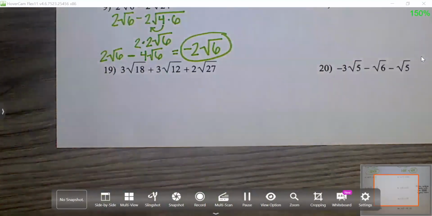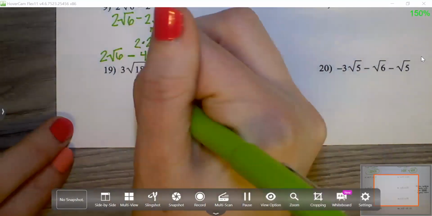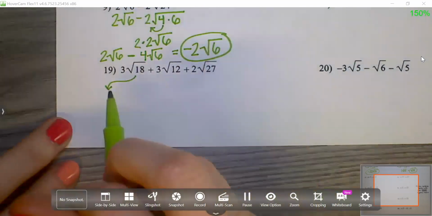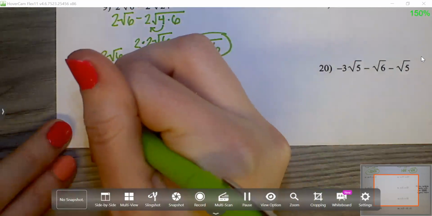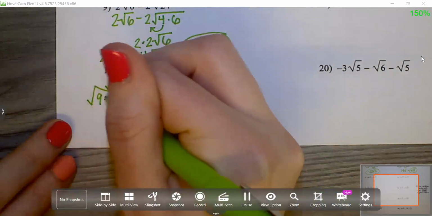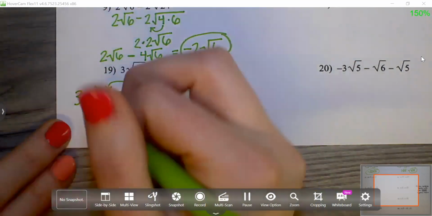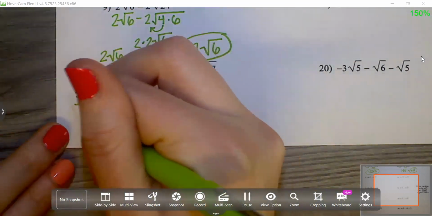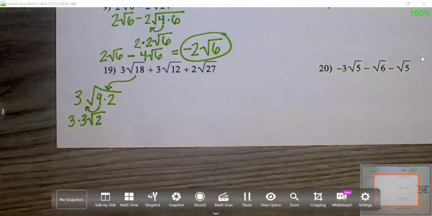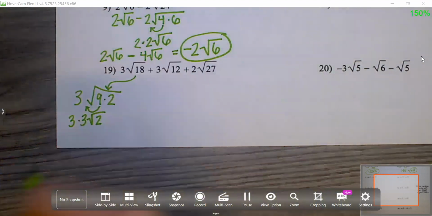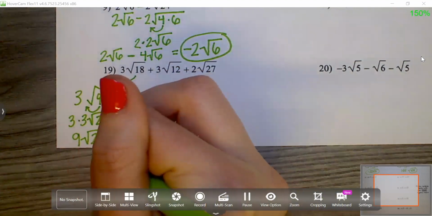Last few examples here on number 19. I'm going to break each of these down. They all have a perfect square that can come out of them. So 18, the perfect square I can divide out of 18 is 9. So I have 9 times 2, and there's a 3 hanging out in front. That 9 can come out of my square root. It becomes a 3 out in front. I'm going to have to multiply it times 3. And so 3 times 3 is 9 root 2.